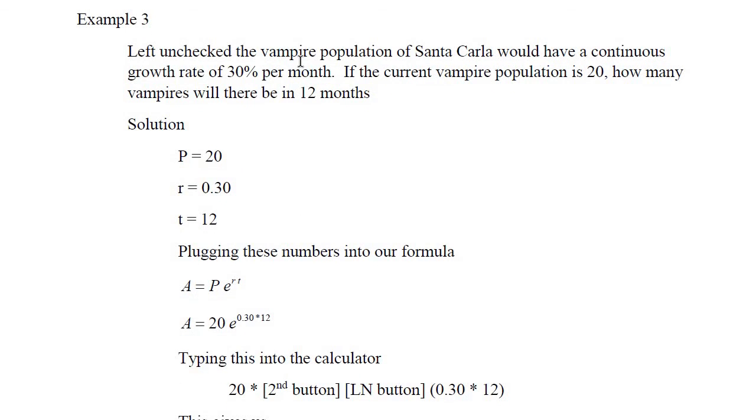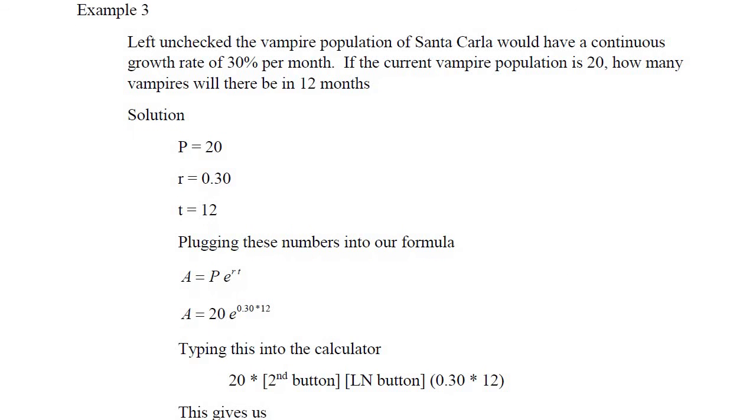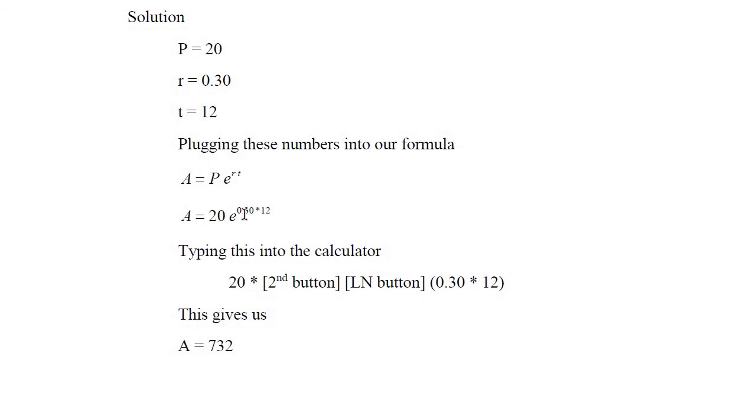Left unchecked, the vampire population of Santa Clara would have a continuous growth rate of 30% per month. If the current vampire population is 20, how many vampires will there be in 12 months? So our solution, P is equal to 20, r is equal to 0.30, t is equal to 12. Plugging these numbers into our formula, I get A is equal to P times e to the r times t, which gives me 20 times e raised to the 0.30 times 12.